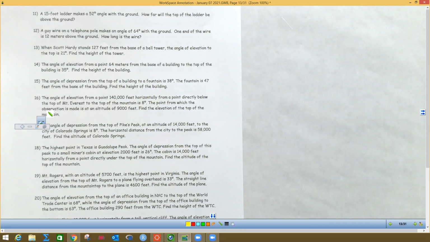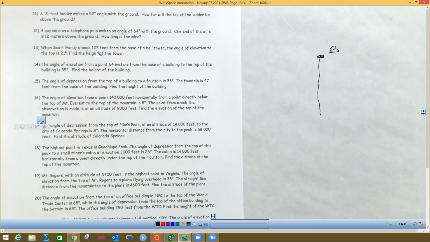Scott Hardy stands 127 feet from the base of a bell tower. Anybody know what a bell tower looks like? A bell tower is a tower that has the bell in the top of it. So a bell tower is up here and the bell is up here. I'm going to put B for the bell in the tower. The bell's at the top.